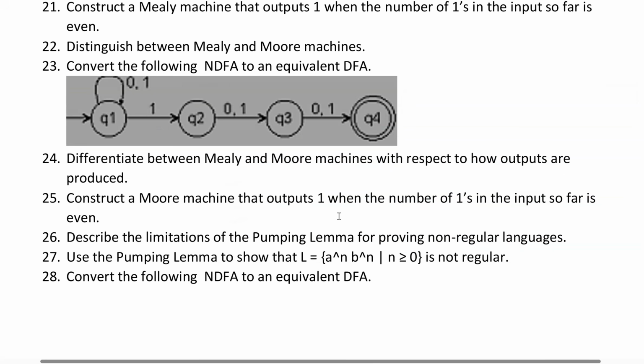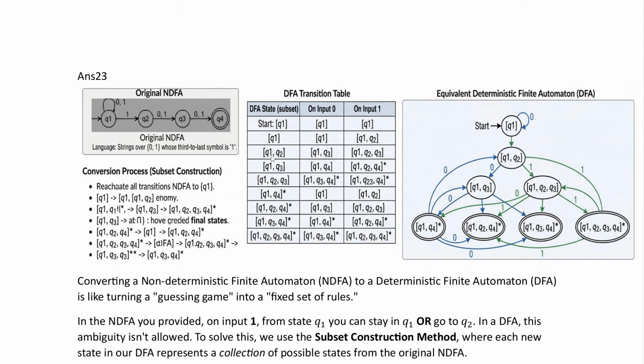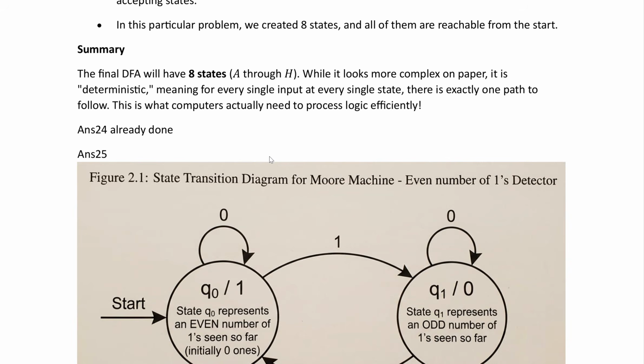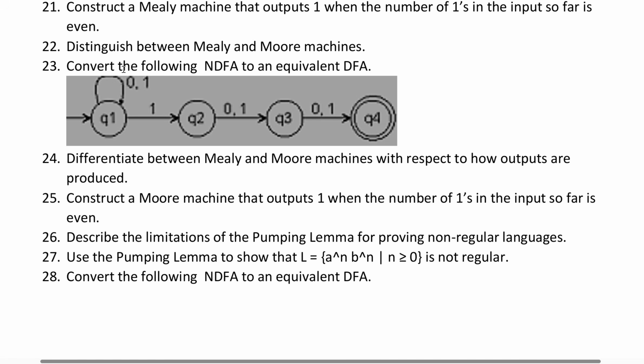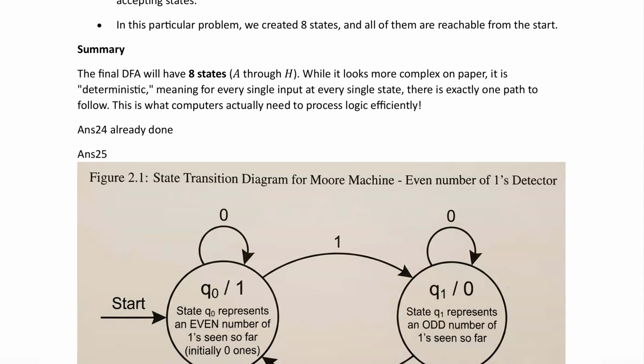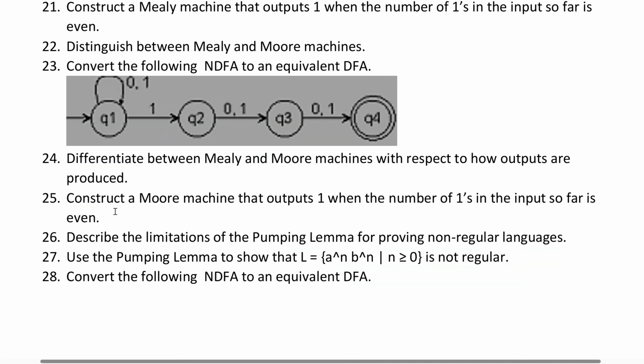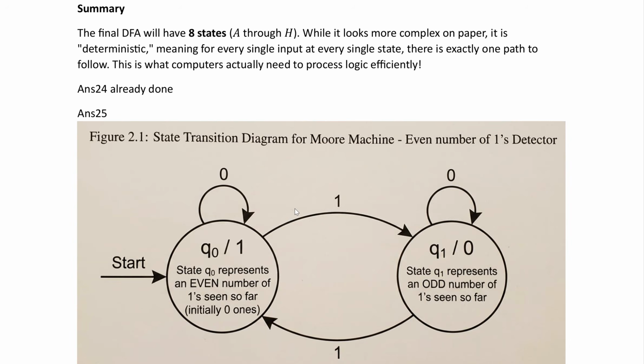Differentiate between Mealy and Moore machine with respect to how outputs are produced. That is again the difference between Mealy and Moore machine. Now we go to question number 25: construct a Moore machine that outputs 1 when the number of ones in the input so far is even. Earlier we were asked the same problem, but we were to draw the Mealy machine. In this case, we need to draw the Moore machine.